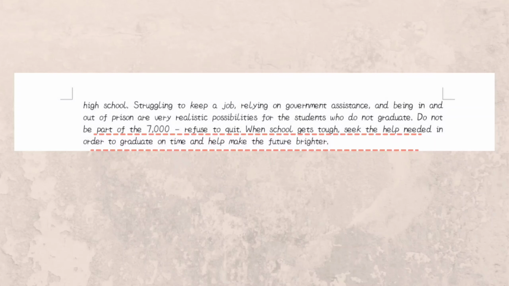In the conclusion part, the writer restated his thesis statement with "do not be part of the 7,000, refuse to quit." And a suggestion wherein he said, when school gets tough, seek the help needed in order to graduate on time and help make the future brighter.